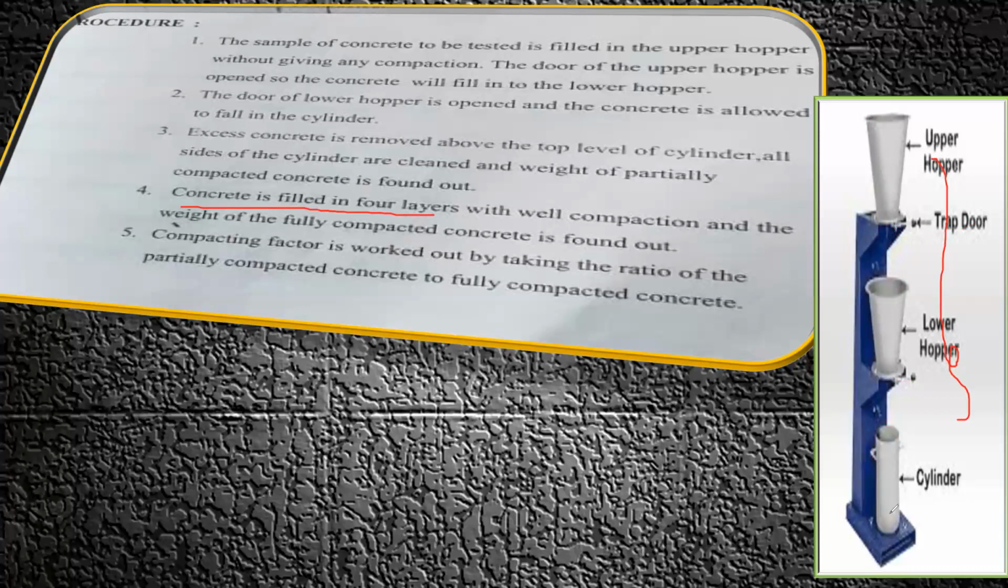That means you're going to fill it here in one layer and do the compaction with the help of a tamping rod. Then again fill it in the second layer, do the compaction with the help of a tamping rod, then the third layer and fourth layer, and then you weigh this again.